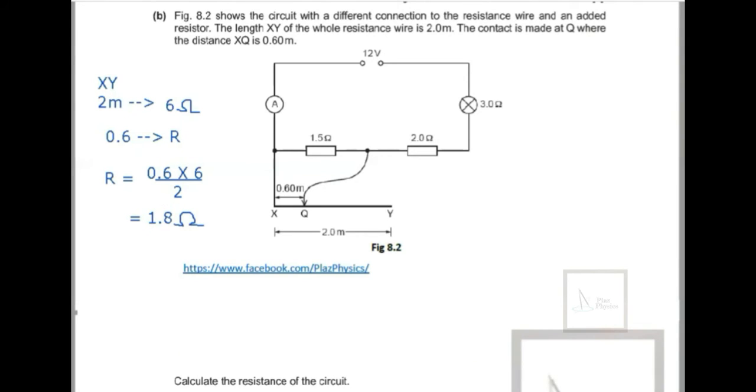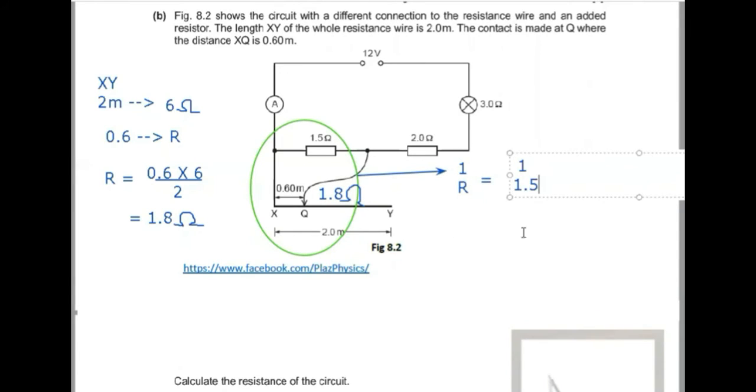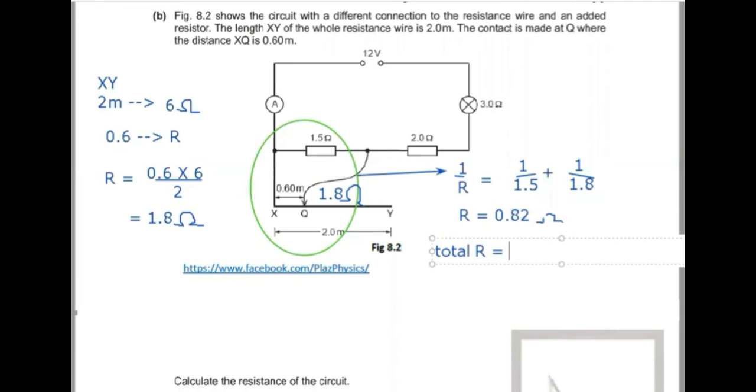Okay, after that we solve these two first. 1.5 and 1.8 ohm. This one is parallel. 1 over R equals 1 over 1.5 plus 1 over 1.8. So your R will be 0.82. So total R, add all of them up: 0.82 plus 2 plus 3, because these two are in series. So 5.82 ohm.